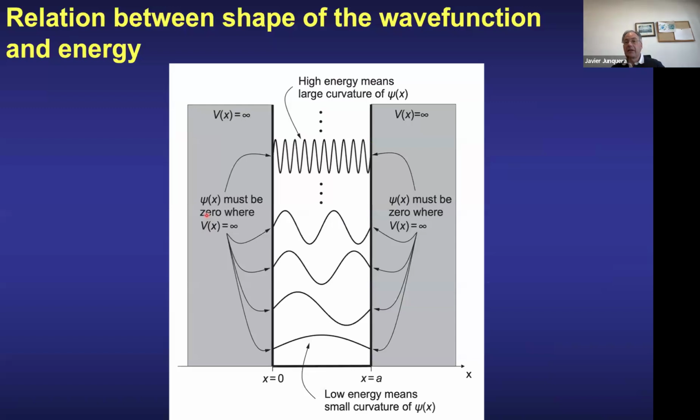So another thing that we can get some flavor about is the relationship between the curvature and the energy. As you see, as we move up in energy, the wave function is wiggling a lot within the well. That means that the derivative is really high. That means that the Laplacian, or the second derivative, is really high, and that translates into a higher kinetic energy.